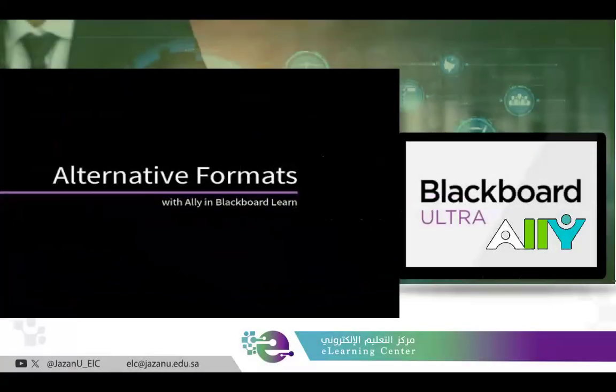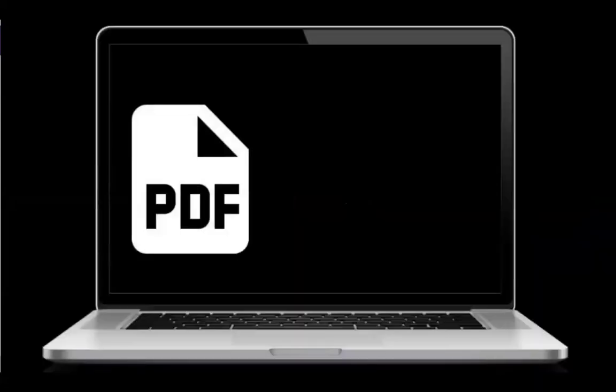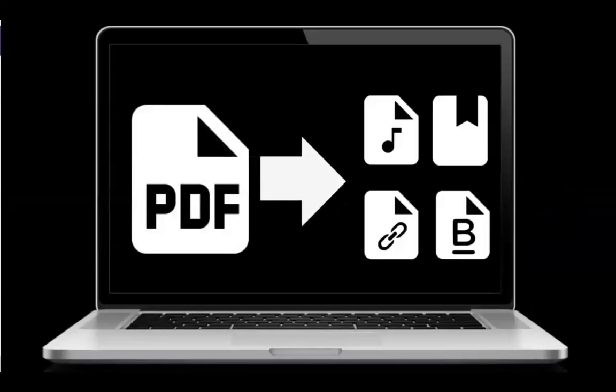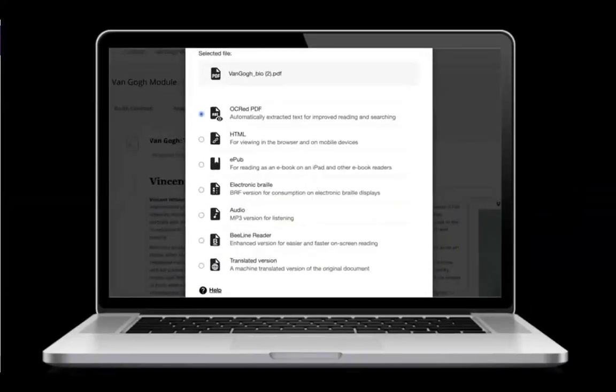So let's have a look at what these alternative formats are and how they work. Are you looking for course content that works on your multiple devices? Alternative formats transform your course files into different formats to help you learn better. Next to your course files, find the alternative format icon, review your options, and choose your preferred format. So what are your options?